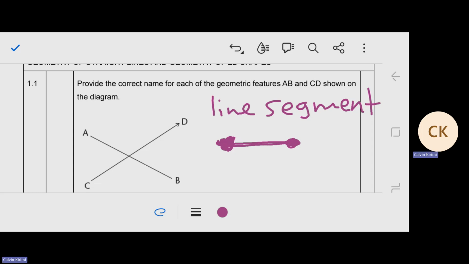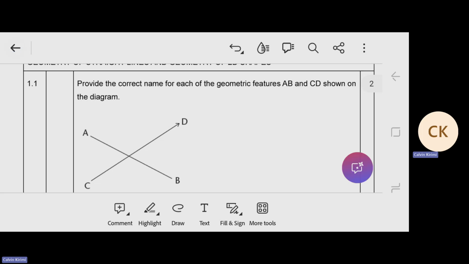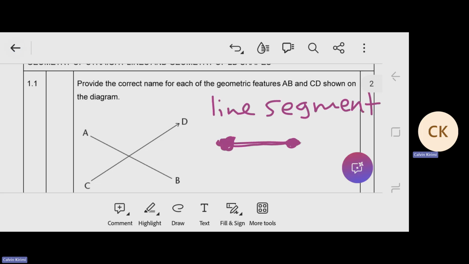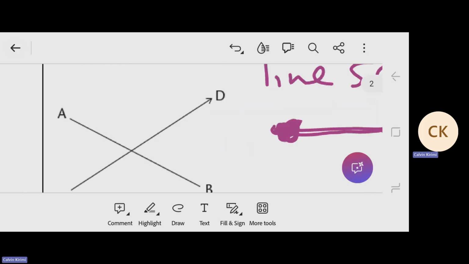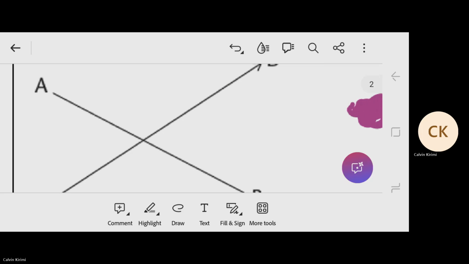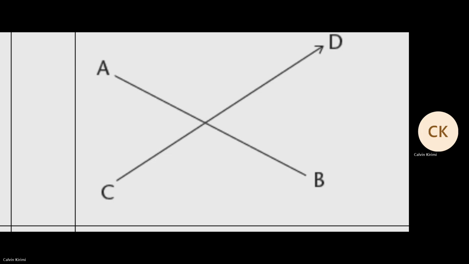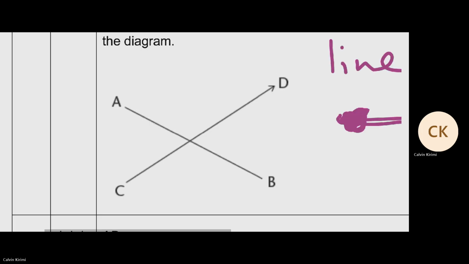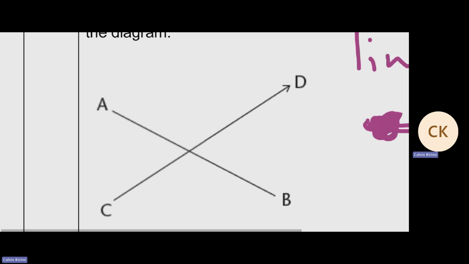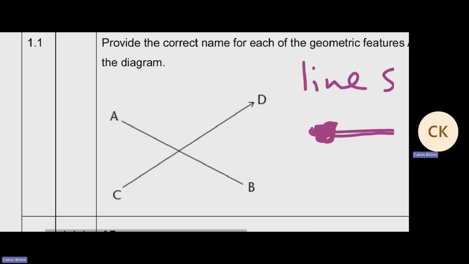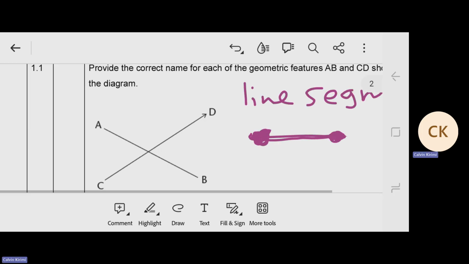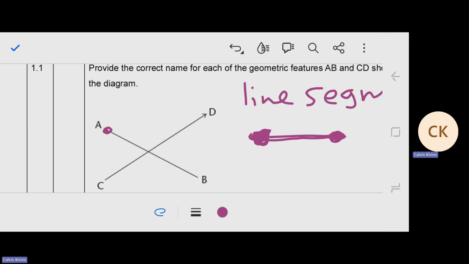Although on the diagram they do not put the dots, you must know that AB is a line segment, even if they do not include the dots. AB is a line segment. There's a definite starting point and a definite end point.